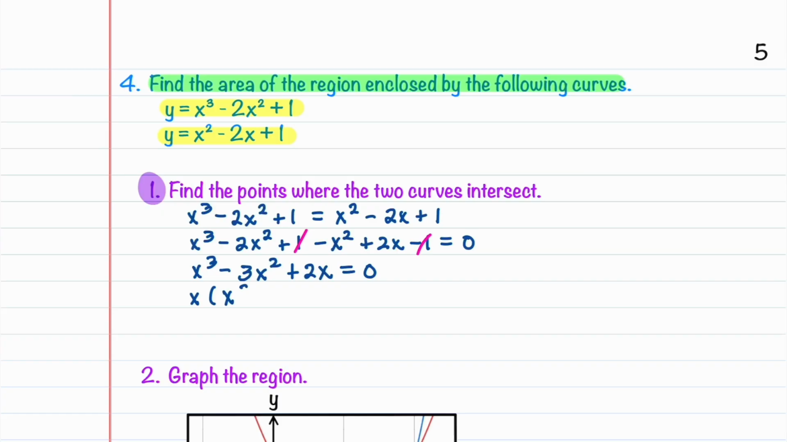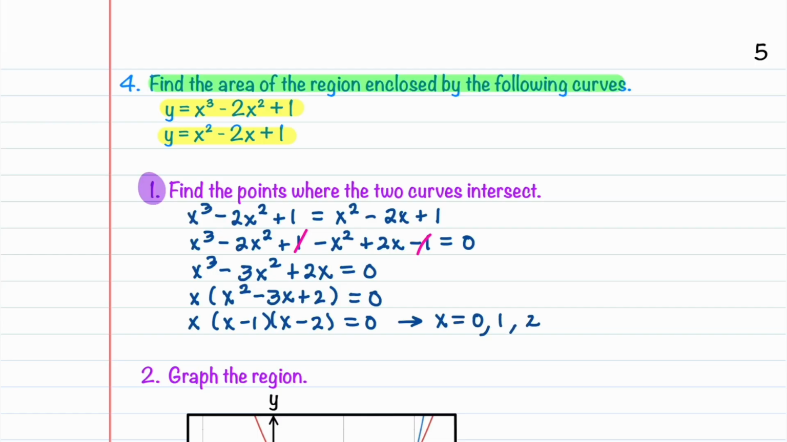And this leaves us with x squared minus 3x plus 2 is equal to 0. We can factor our quadratic as x minus 1 and x minus 2. And this gives us that x is equal to 0, 1, and 2. Now we need to find the y value that corresponds to these x values. To do that, we have to pick one of our curves. I'm going to choose the quadratic one because it's easier.